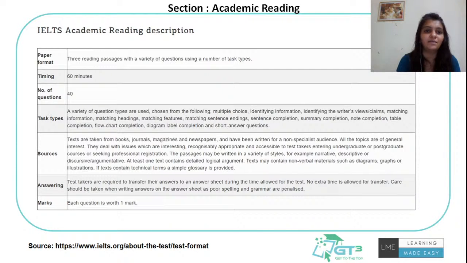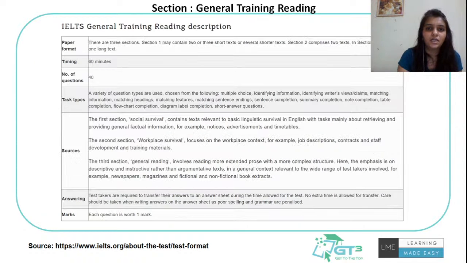There will be 3 reading passages with a variety of questions using a number of task types. Okay, so we'll move on further. For the general training reading, again you'll have 1 hour allocated for the reading session. There will be 40 questions. You can attempt all the 40 questions.